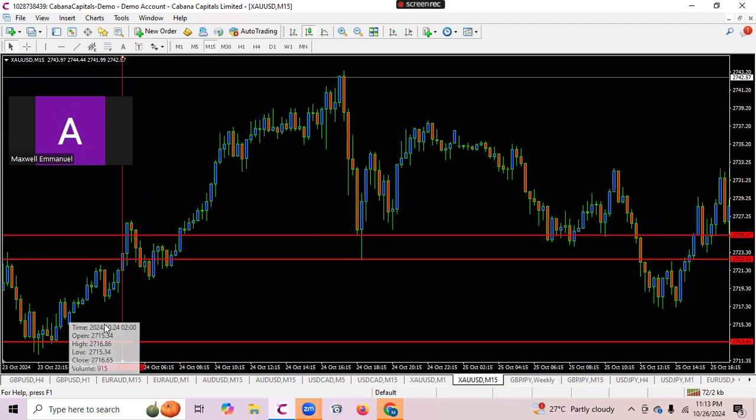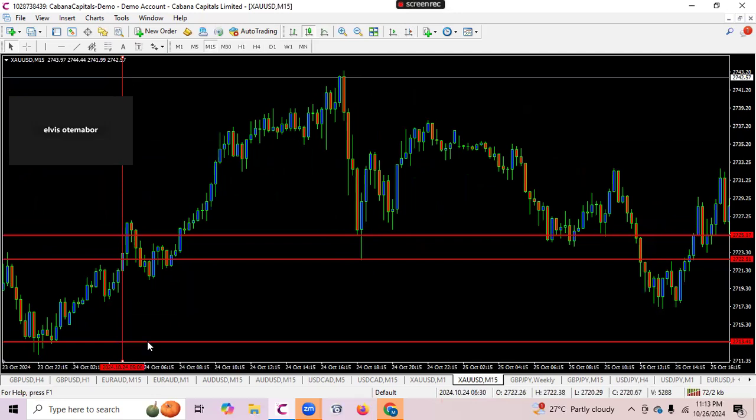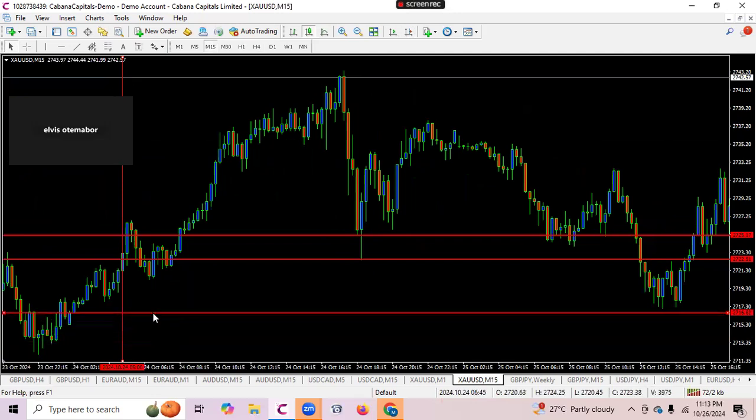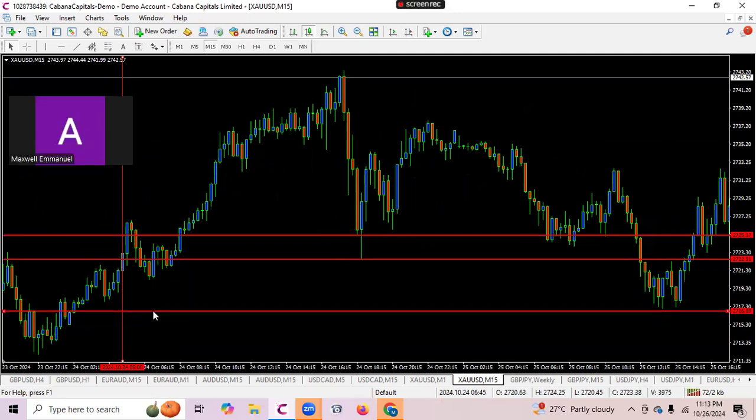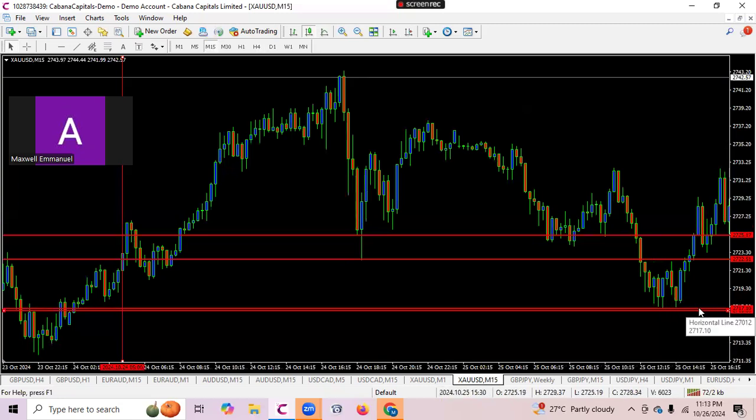So you can see this is 15 minutes. See, a fair value gap was created here. Can you see this little tiny fair value gap that was created here? Price came back, tested that area, and there was a strong rejection. Can you see that? Strong rejection from that level.